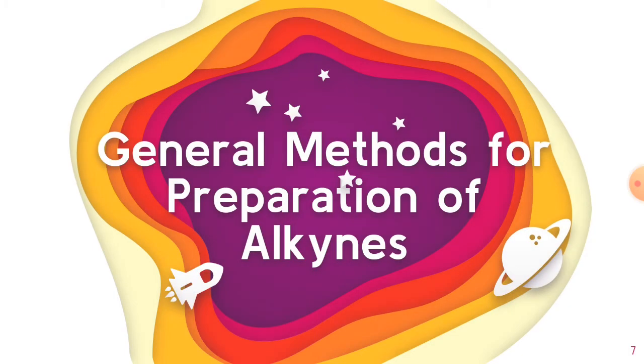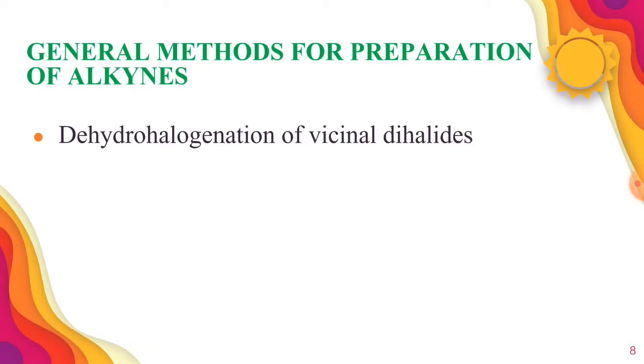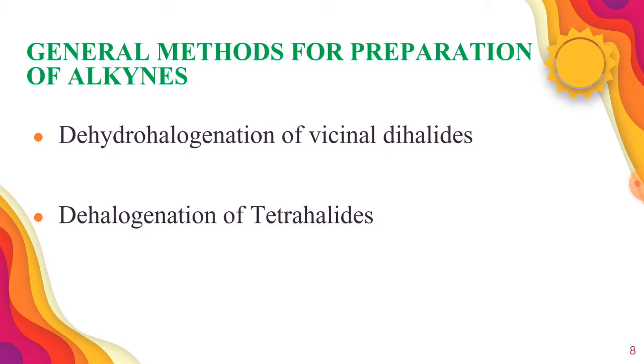Now let's discuss some general methods for the preparation of alkynes. Alkynes may be prepared by 2 methods. First is the dehydrohalogenation of vicinal dihalides, and second is the dehalogenation of tetrahalides.